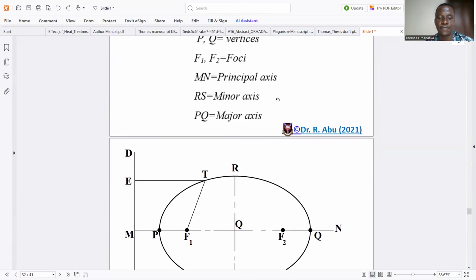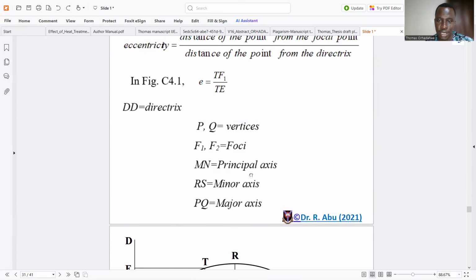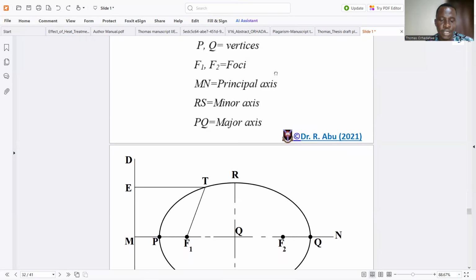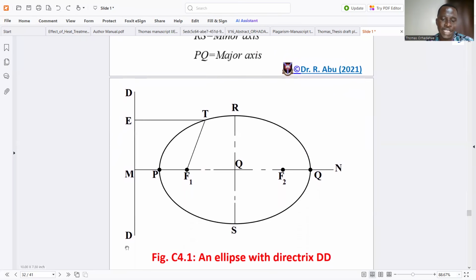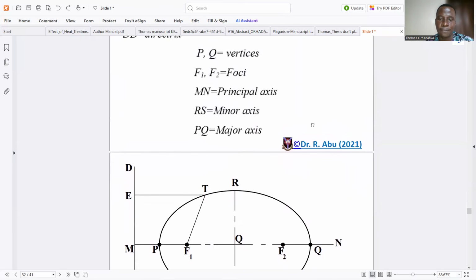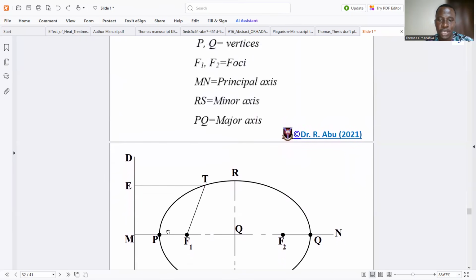TF, this is the focus, and then TF, this is the point along the ellipse, moving along the ellipse. So TF is the distance of the point from the focus, while TE is the distance of the point from a directrix DD. Okay, so that is basically, so P and Q are what?